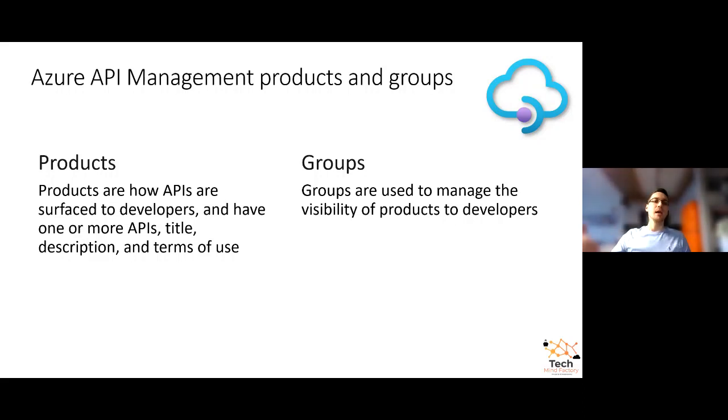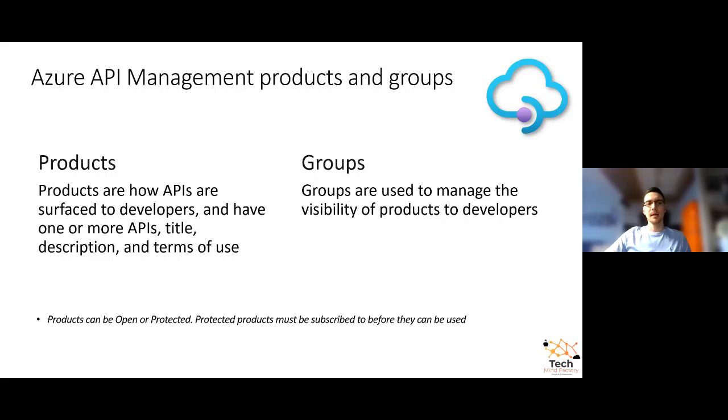But in general, we can have different products. We can assign different APIs to those products. We can apply policies on those products, and then we can make those products available to different groups, like by default administrators, developers, and guests. And of course, we can create custom groups.